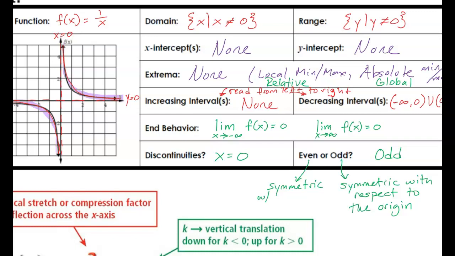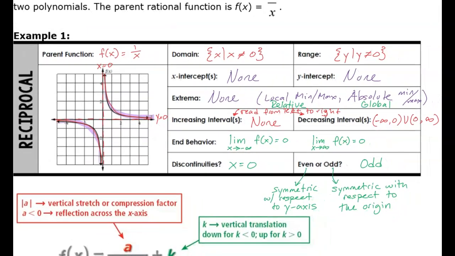Symmetric with respect to the y-axis. This concept is not to be confused with an even or odd degree. Right? Even or odd degree is just based on the biggest exponent's even or oddness, whereas an even or odd function is based off its symmetry. There's a difference. Any questions on this review over our parent function?